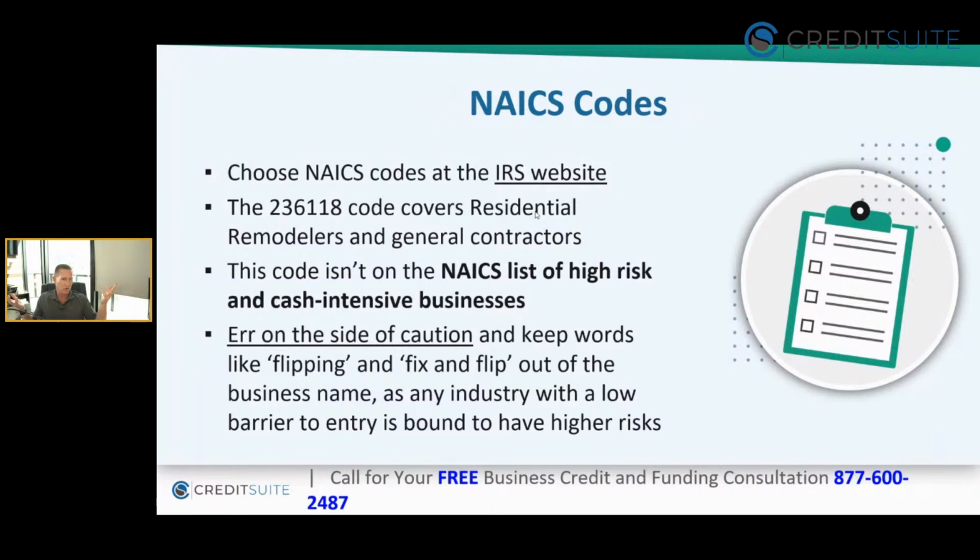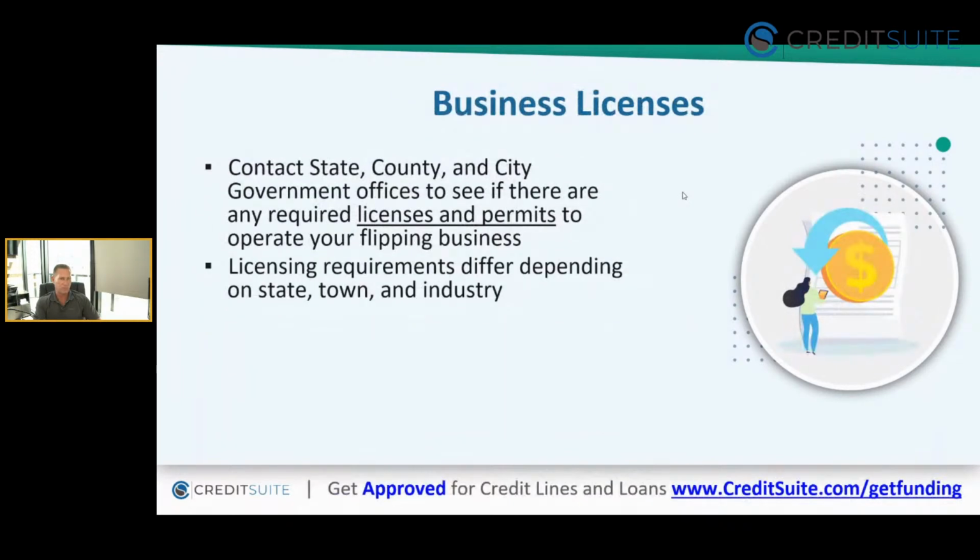So you can choose your own NAICS, but 236118 covers residential remodelers. All you have to do is go to NAICScodes.com and you can easily find the right one that works for your industry. Okay. And remember, flipping, fix and flip, all this kind of stuff, you've got to keep out of the business name. You've got to keep away from those NAICS codes as much as you can, because that's just going to put you in high risk industries.